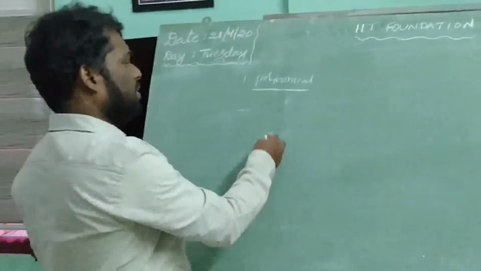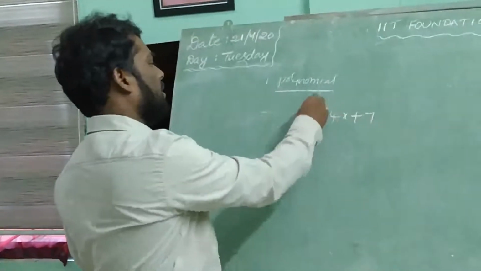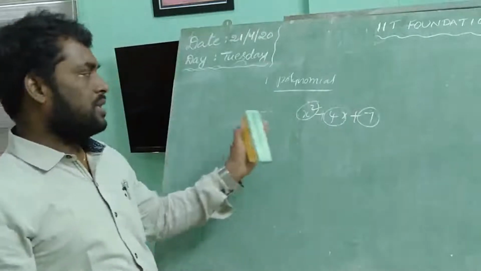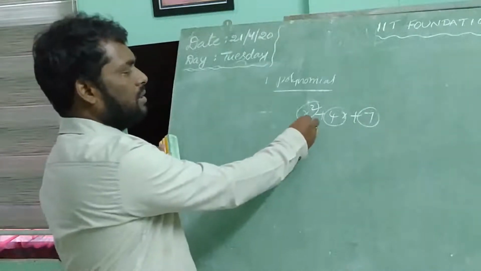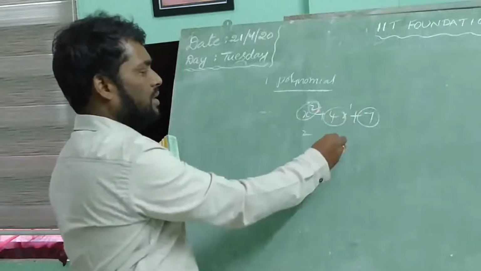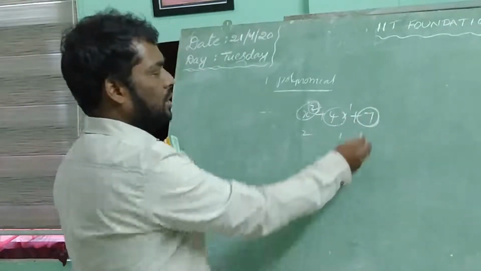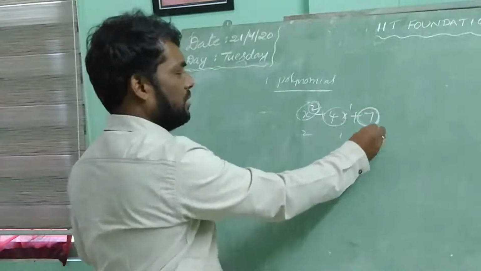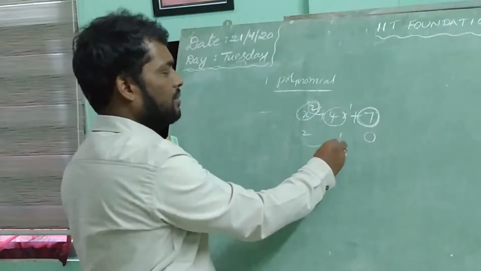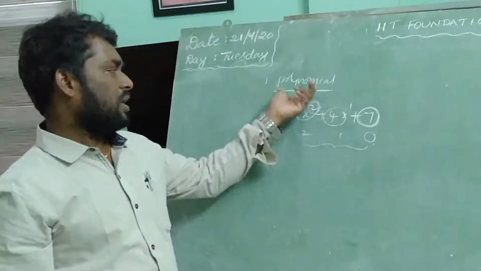That means, suppose we take an example, x square plus 4x plus 7. It contains totally 3 terms. It is an expression. Observe the degrees of these terms. The degree of the first term is 2. The degree of the second term is 1. And the last term is a non-zero constant. The degree of a non-zero constant is always 0. So here the degrees are 2, 1 and 0. These are non-negative integers, so it is called a polynomial.